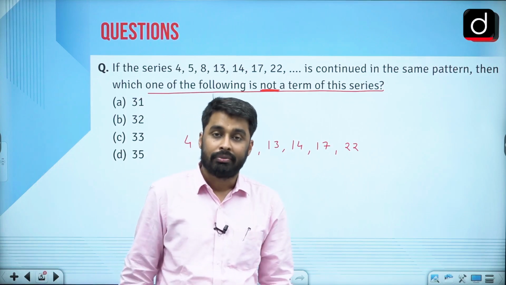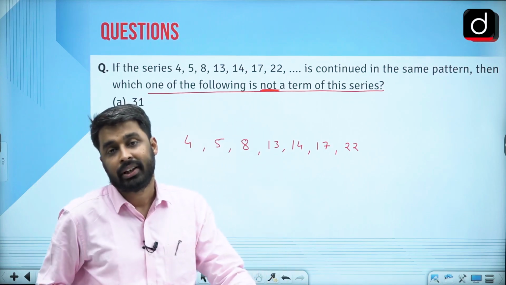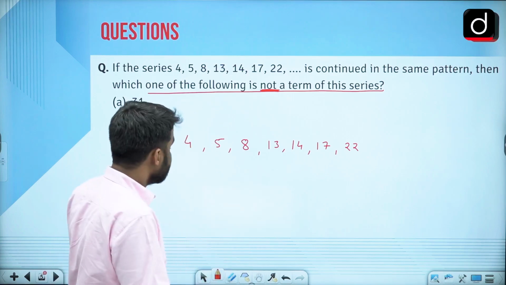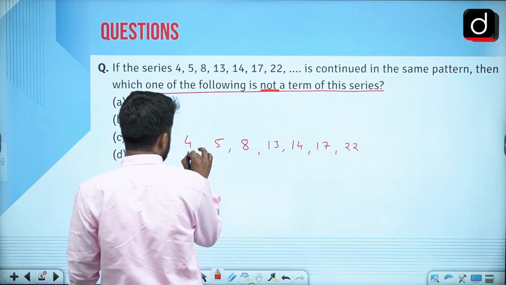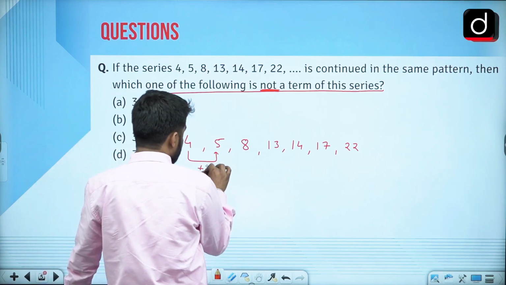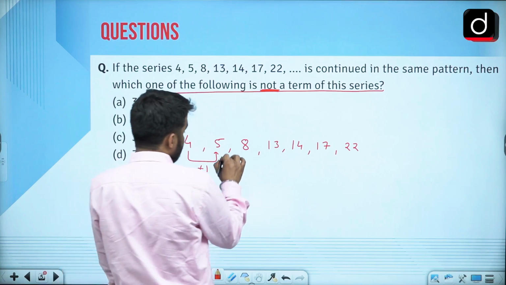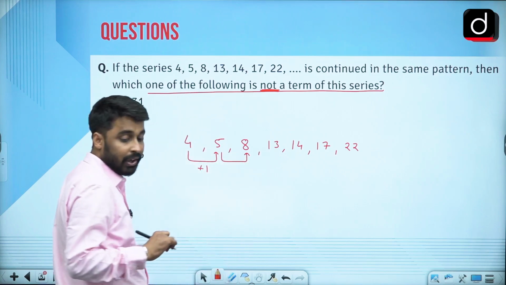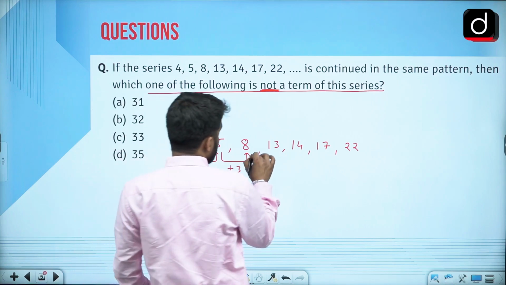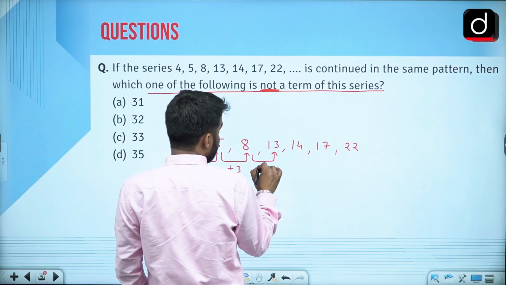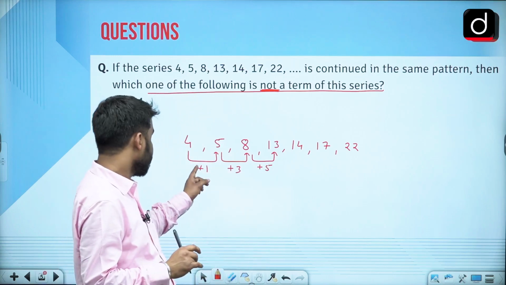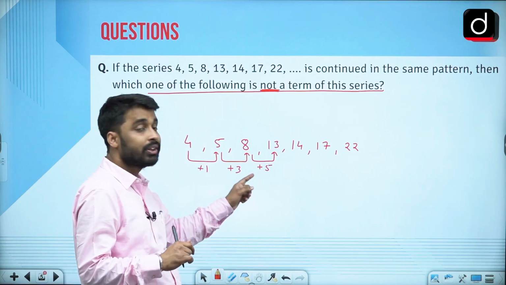if the series is increasing from left to right, there will be an addition factor involved between the terms, and the addition factor is nothing but the difference between two consecutive terms. So here the difference between 4 and 5 is 1, so the addition factor would be 1. Here the difference between 5 and 8 is 3, so the addition factor is 3. Here between 8 and 13 the difference is 5, so the addition factor is 5. So now the addition factor is working in this pattern 1, 3, 5.